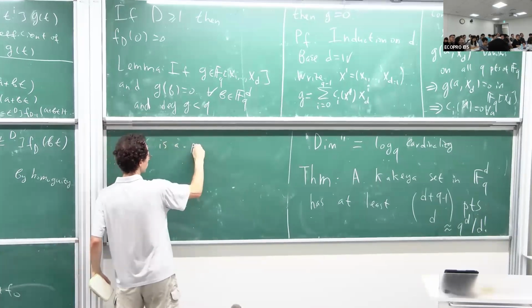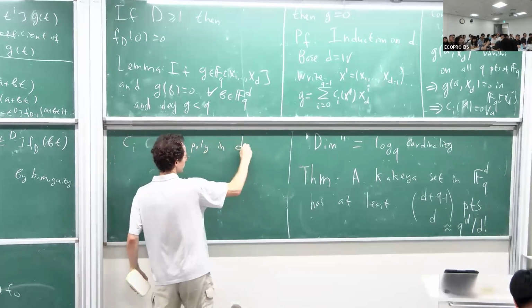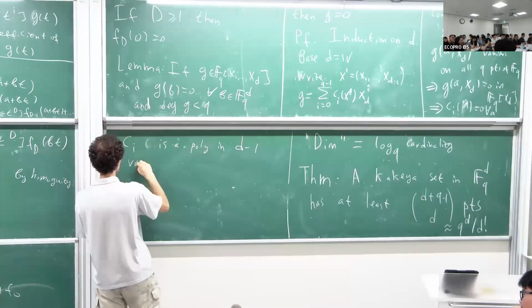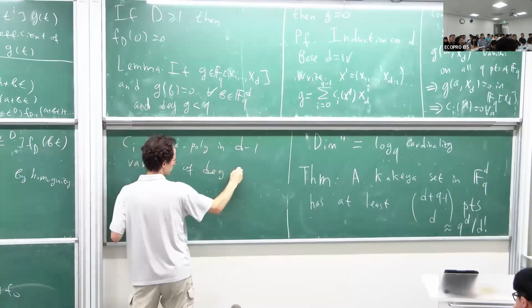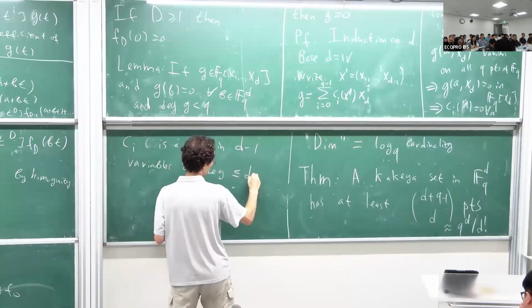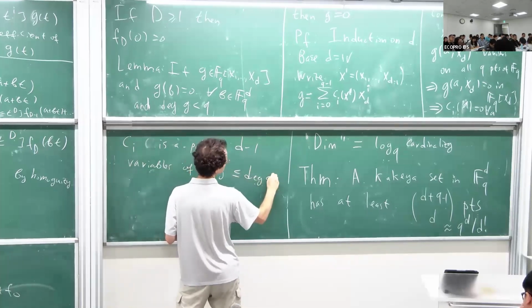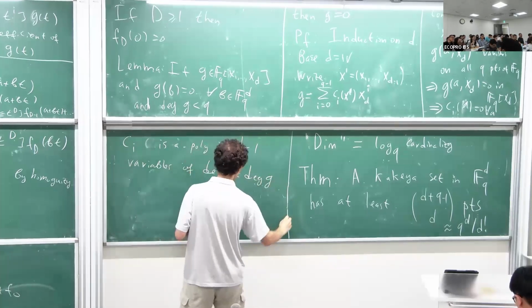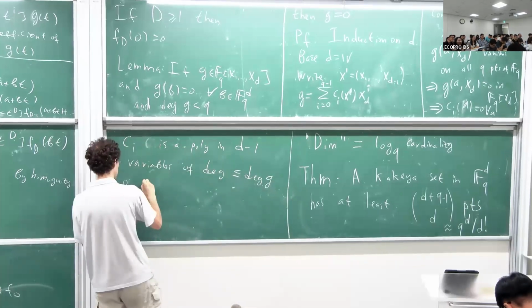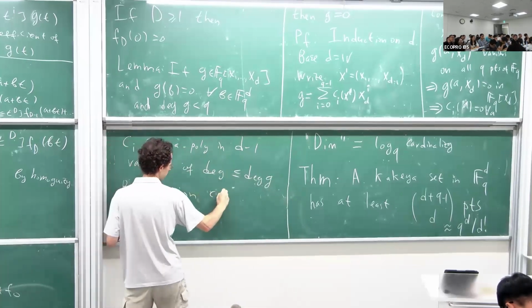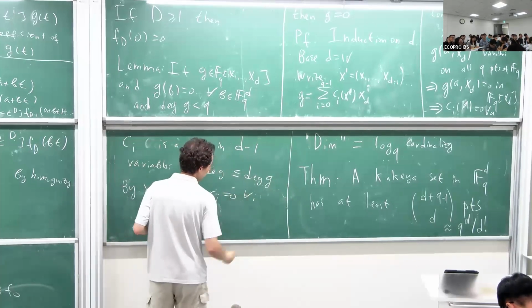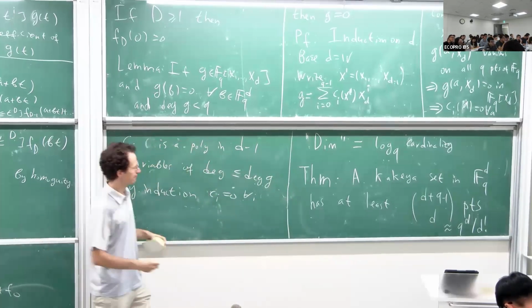is a polynomial in d minus 1 variables. And of course, its degree is not bigger than the degree of G. And so by induction, the I is 0, and then the whole polynomial.